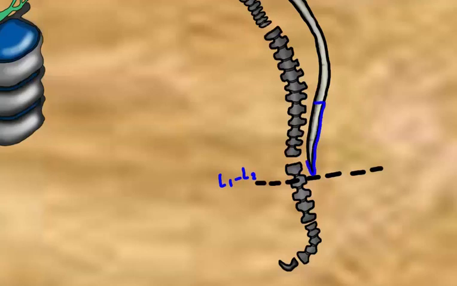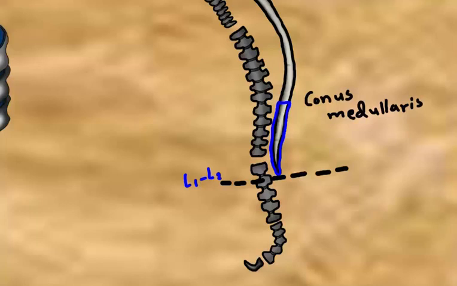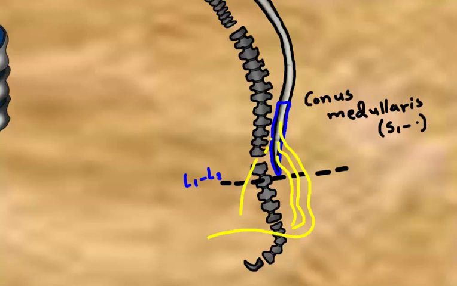The lower tapered end of the spinal cord is called the conus medullaris, typically from the first sacral segment till the end of the spinal cord. Nerve fibers leaving from the second to the fifth sacral segment are called the cauda equina, which translates to horse's tail because of how it looks.